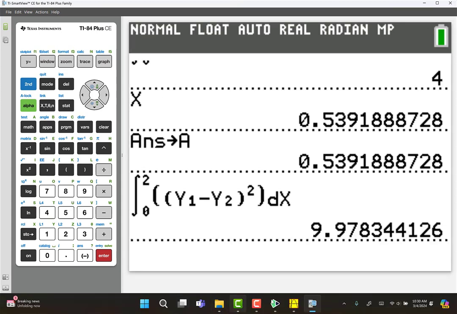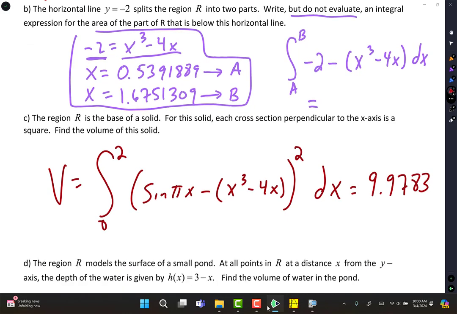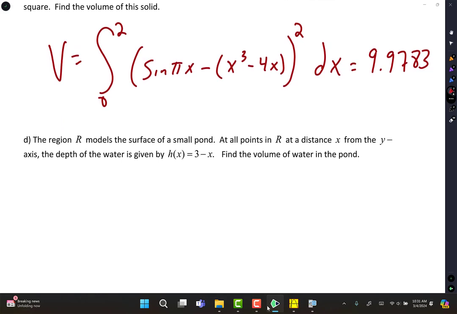Yeah. All right. 9.9783. And there it is. How do we feel? Solid. All right. Solid. Let's go to the next one.